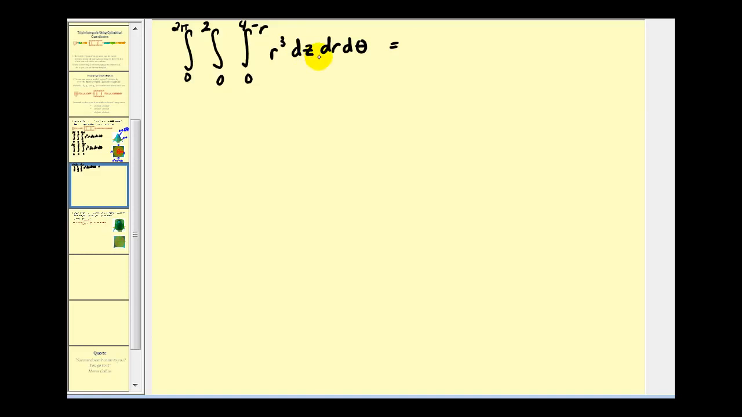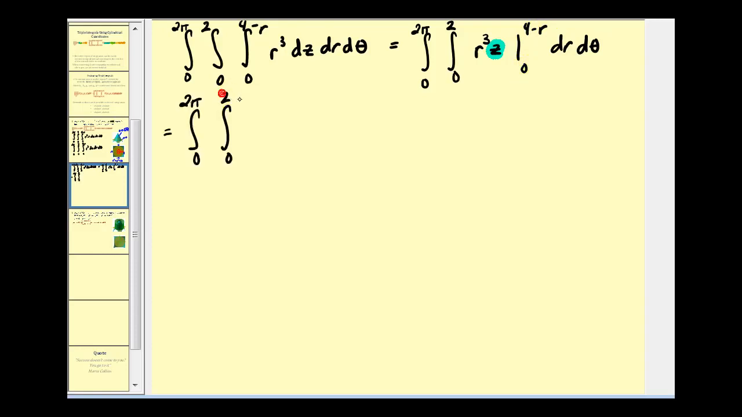Integrating with respect to z, r is treated as a constant. So we'd have r cubed z. Now we'll replace z with 4 minus r and then 0. So we'd have r cubed times 4 minus r, and then when z is 0, it'd be 0.